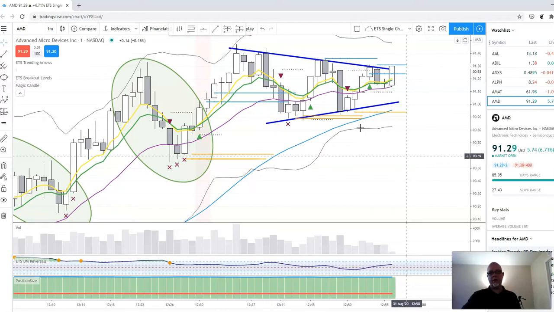Okay, interesting. Looks like we're going to go for a breakout. We also have new breakout levels forming. Let's see what happens when this candle closes and where it heads. So another 30 seconds left in this particular candle.